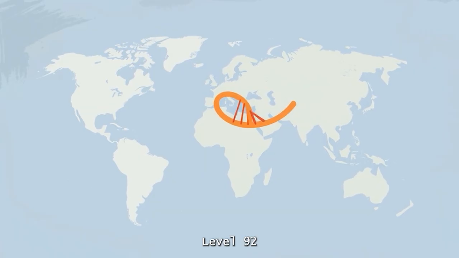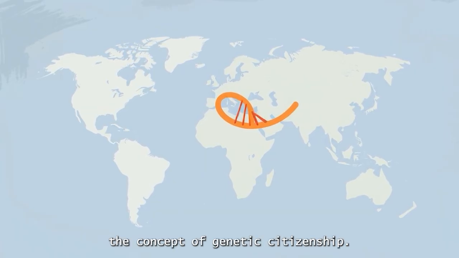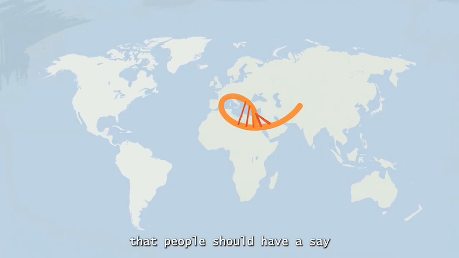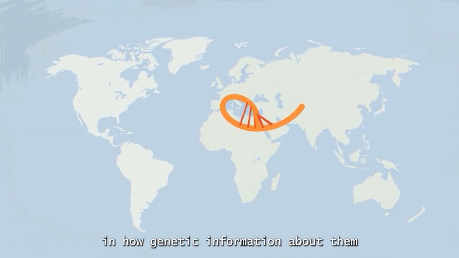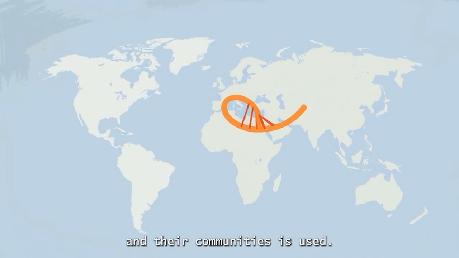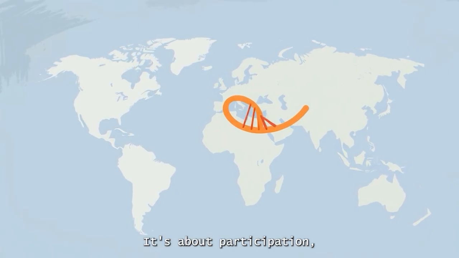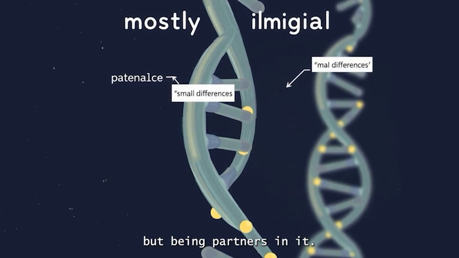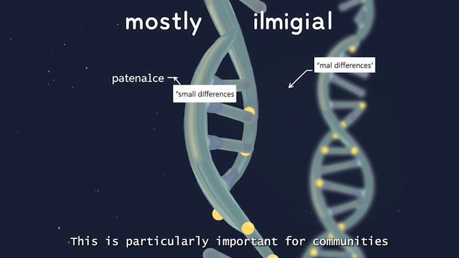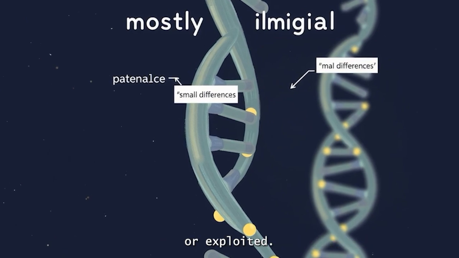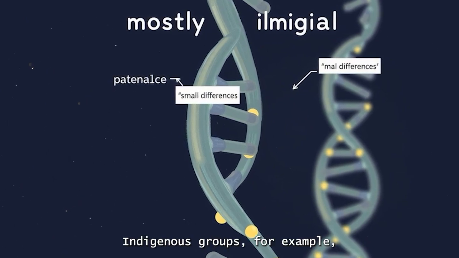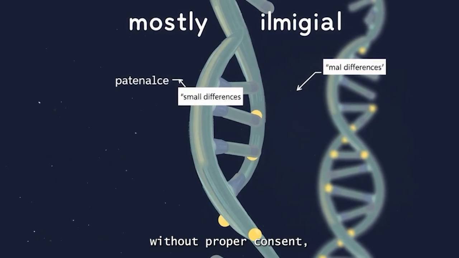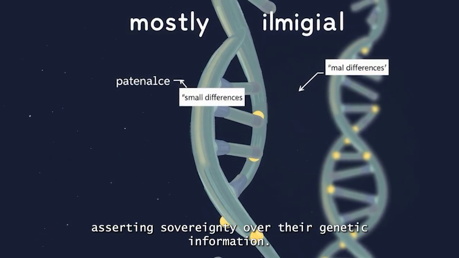Level 92. The concept of genetic citizenship. Genetic citizenship is the idea that people should have a say in how genetic information about them and their communities is used. It's about participation, about not just being subjects of research, but being partners in it. This is particularly important for communities that have been historically marginalized or exploited.